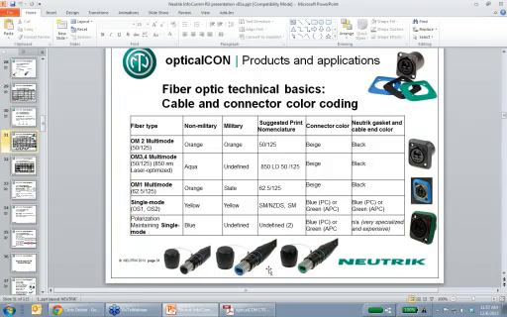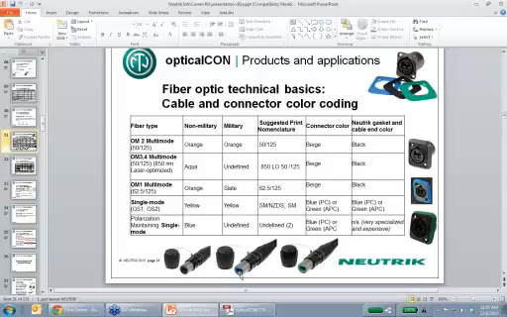Similarly, here on your cable end, if any of you have purchased opticalCON, if you take a look at your cable end, it's always either black or blue, multimode or single mode. And this color coding right in here on the tip of the connector is also designed to tell you what type of connector you have. So, hey, there you go.